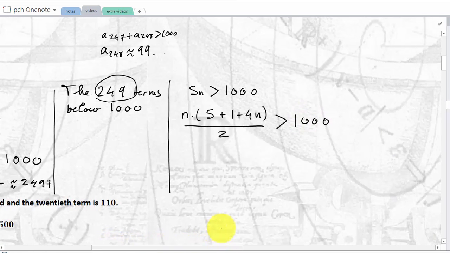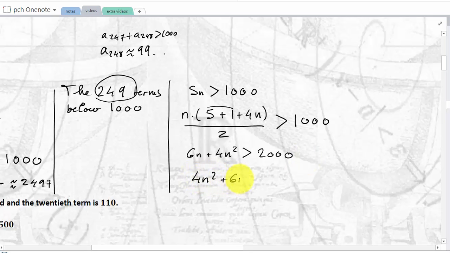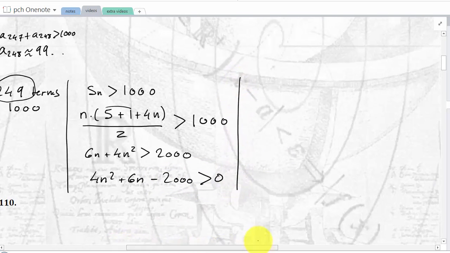So if you solve that, what do you find? Inside that, 5 plus 1 is 6, so it's 6n plus 4n squared over 2, above 1,000. So it is 4n squared plus 6n minus 2,000 above 0. Let's divide everything by 2. So we have 2n squared plus 3n minus 1,000 above 0. And we need to solve this inequality.